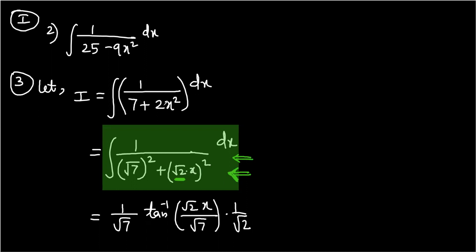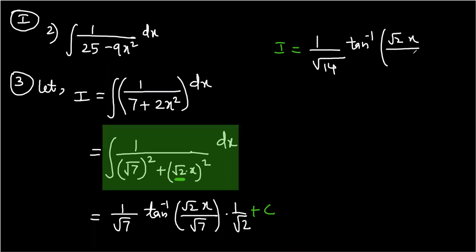Some students think the coefficient is 2, which is wrong. You are not applying result at this stage. No, you are applying result here at this stage. So here, what's the coefficient? The coefficient is root 2. So you divide by root 2 and then you write plus c. So the final answer you get here is I equals to 1 over root 14, because root 2 multiplies root 7, tan inverse of root 2x over root 7 plus c. This is the final answer.